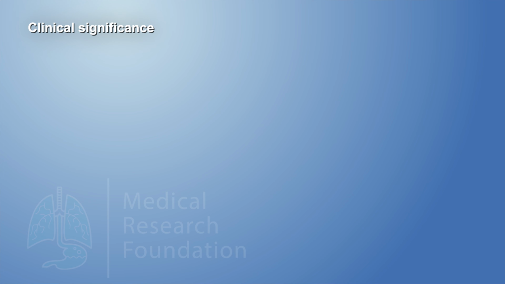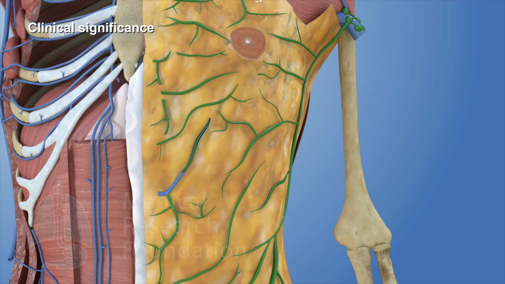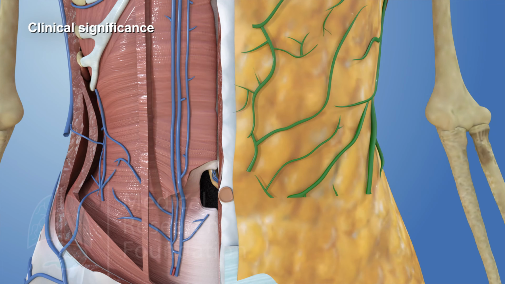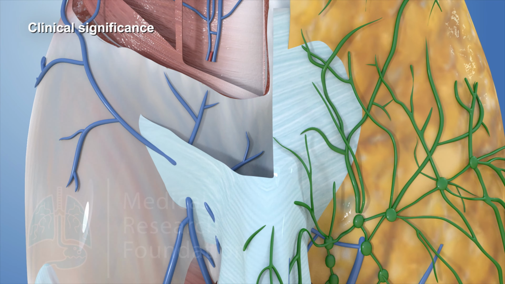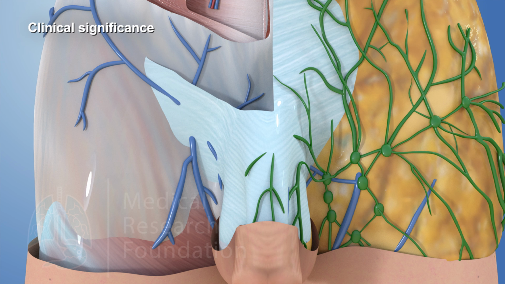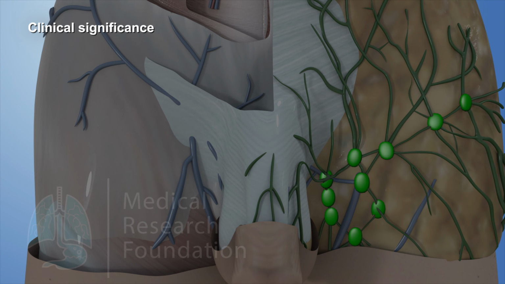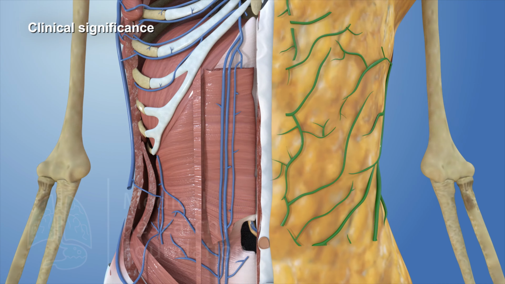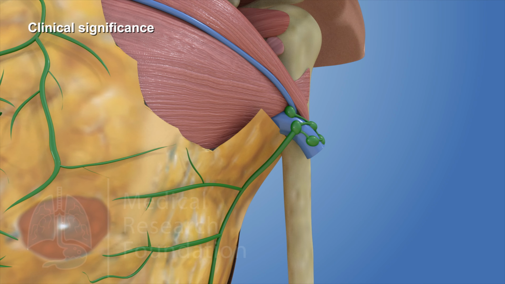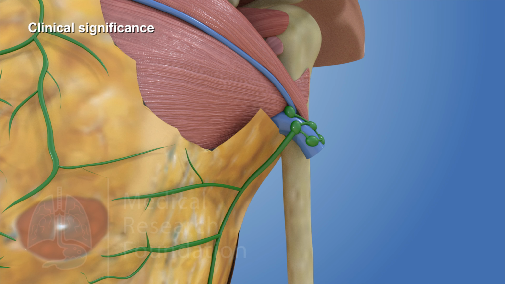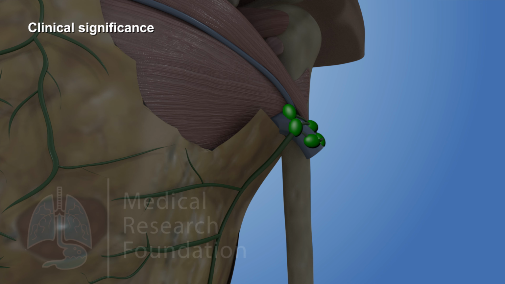Clinical significance of cutaneous lymph vessels of the anterior abdominal wall. Infections or malignant tumors of the skin in the lower part of the anterior abdominal wall may cause swelling in the groin due to enlargement of superficial inguinal lymph nodes. And similar lesions in the upper part of the abdomen may produce swelling in the axilla due to enlargement of axillary lymph nodes.